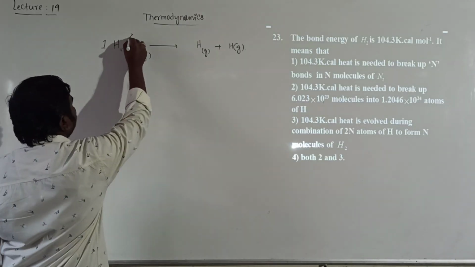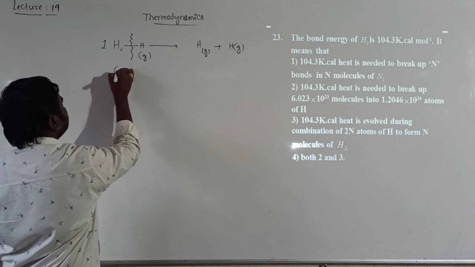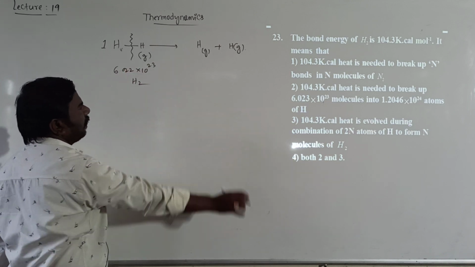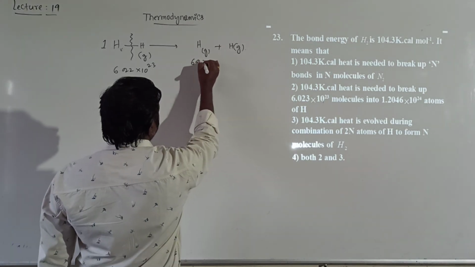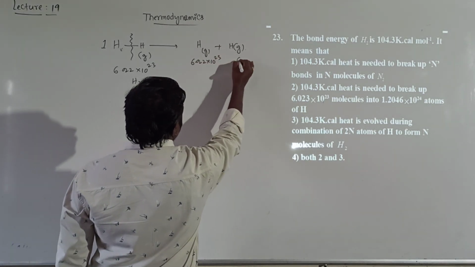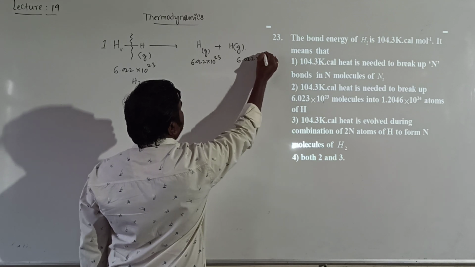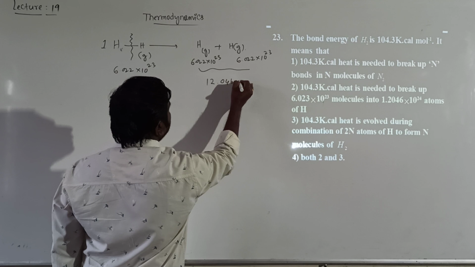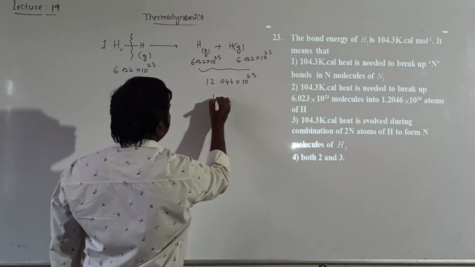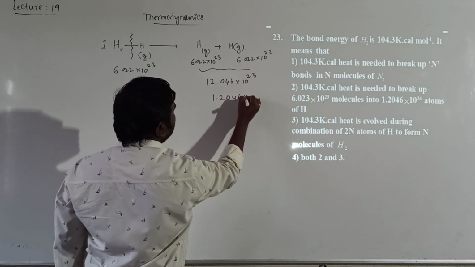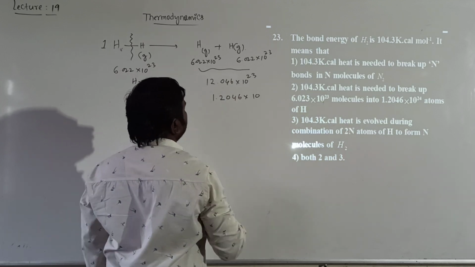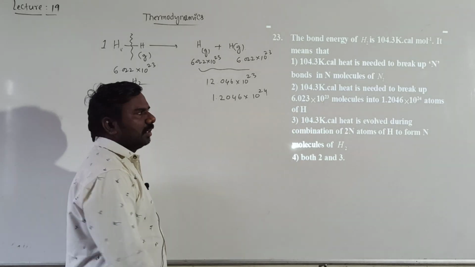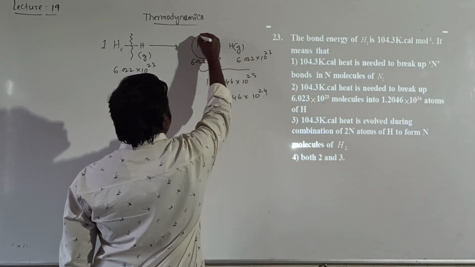To break 1 mole means 6.022 into 10 to the power of 23 H2 molecules. Each molecule gives two atoms, so totally it is 12.046 into 10 to the power of 23, that is 1.2046 into 10 to the power of 24. Like that you can consider. These are all atoms.